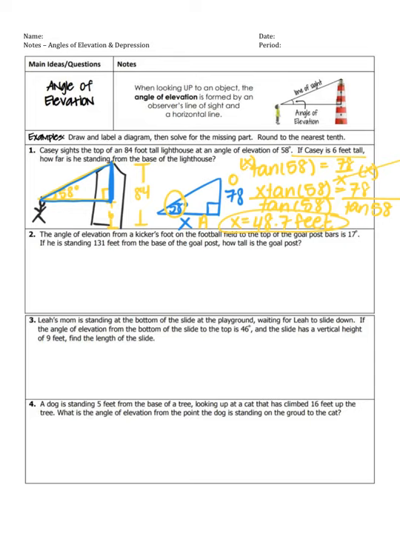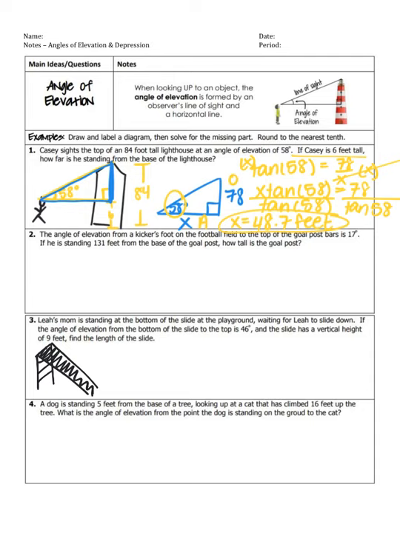Leah's mom is standing at the bottom of the slide at the playground waiting for Leah to slide down. If the angle of elevation from the bottom of the slide to the top is 46 and the slide has a vertical height of 9 feet, find the length of the slide. Okay, so let's draw a slide first of all. So we've got this nice little slide here.